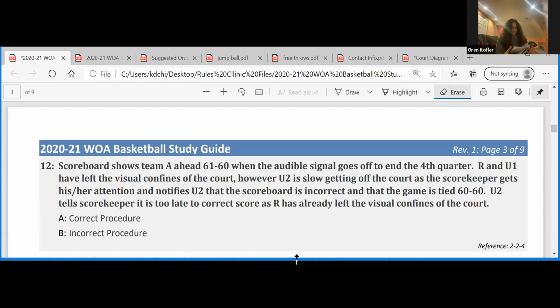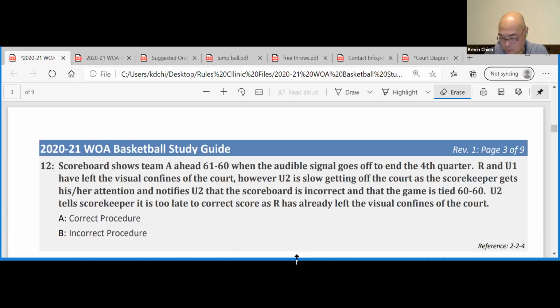Well, I think that's why you leave the floor together, first of all. I think since he hasn't left the floor, they still have the game. I have incorrect procedure because Article 4 says when all of the officials leave the visual confines, and he was still there. Do you agree with that, Paul? Yeah, they both should have got off the court together, but if he's still on the court, they still have control. That's correct. So the correct answer is B. It's an incorrect procedure.